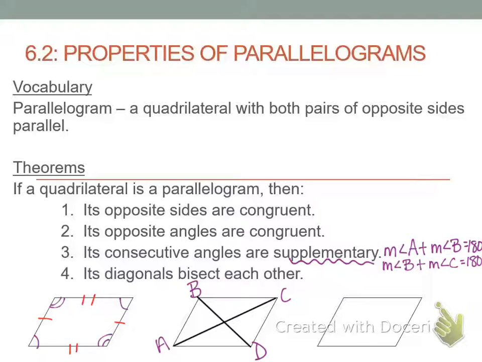The diagonals bisect each other. What does the word bisect mean? Splits it in half. Okay, so it's not just that they touch each other or they cross each other. It's very specific. They intersect so that they cut each other in half. So if I were to label this middle point here as E, I could say that AE is congruent to CE. I could also say that BE is congruent to DE.